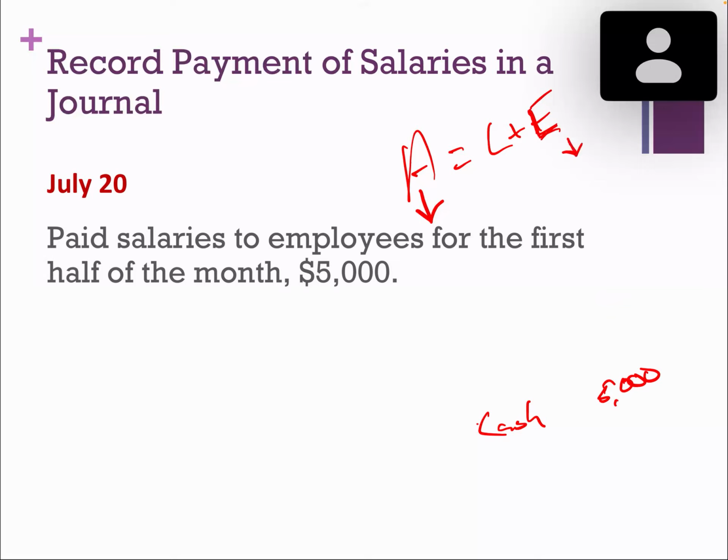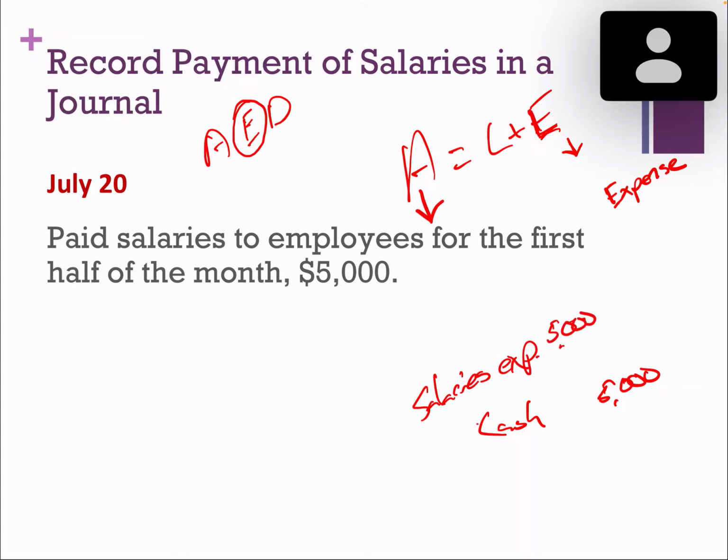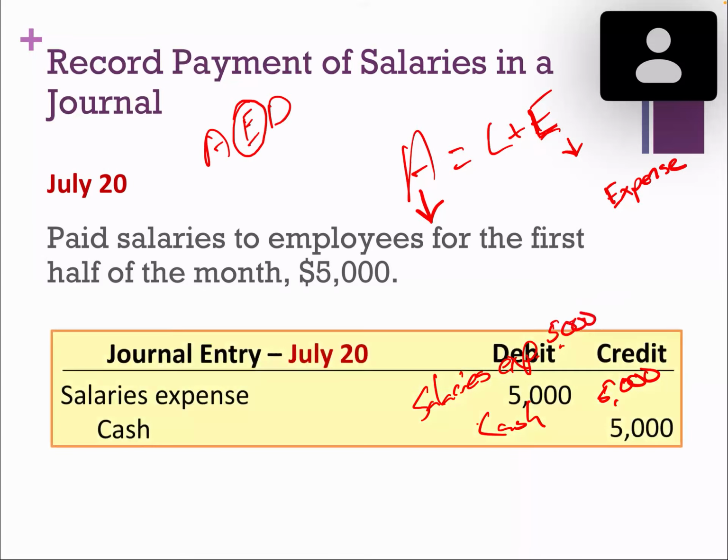One of the two ways to get equity to go down is expense. And remember, AEDLRC, expense. To increase the expense account, we debit that account. So it'd be salaries. That's that one.